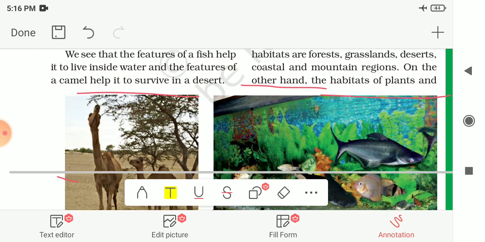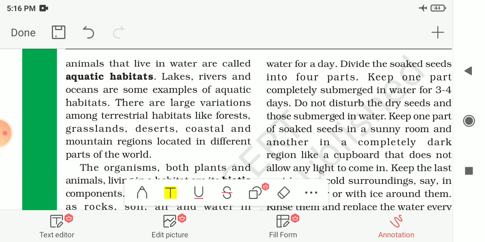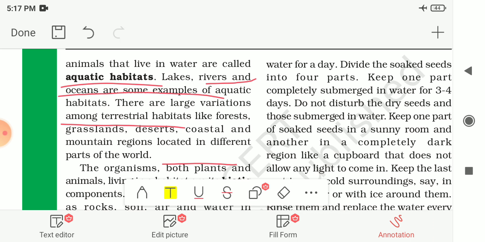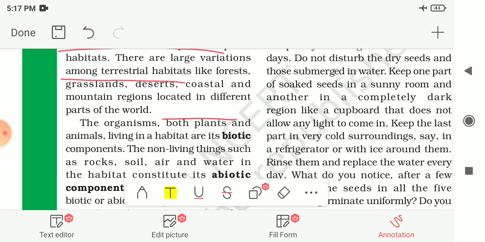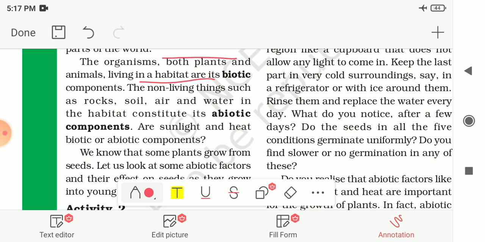On the other hand, the habitats of plants and animals that live in water are known as aquatic habitats. That means the place where aquatic animals live is known as the aquatic habitat. Lakes, rivers and oceans are some examples of aquatic habitats. There is large variation among terrestrial habitats like forests, grasslands, deserts, coastal and mountain regions located in different parts of the world, and amongst these terrestrial habitats there is also a large variety. The organisms, both plants and animals, living in a habitat are its biotic components.